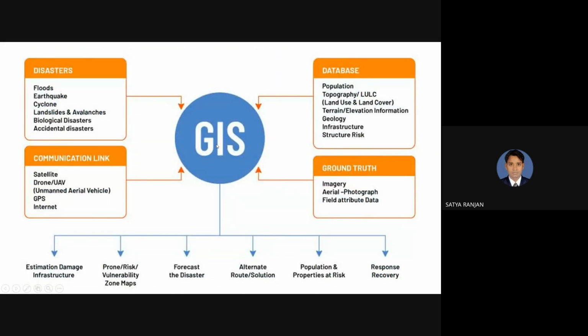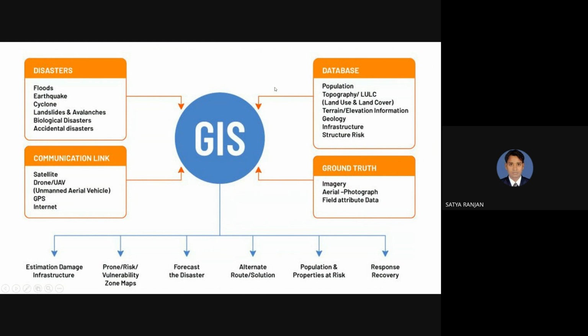Then there are the GIS techniques which are useful for disaster management: flood, earthquake, cyclone, landslide, avalanches, biological disasters, accidental disasters. All these disasters are monitored using different satellite data, drone, GPS, internet, then aerial photographs, field attribute data, means field survey data, and some topographic land use land cover data, geology, elevations, infrastructure, structure risk.